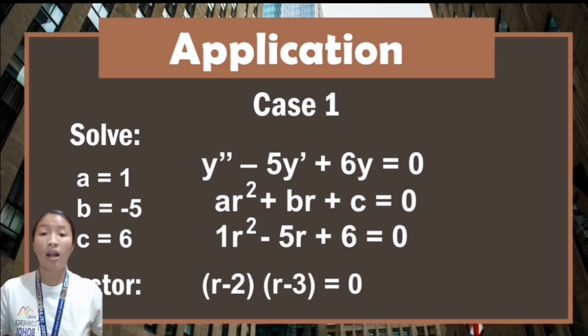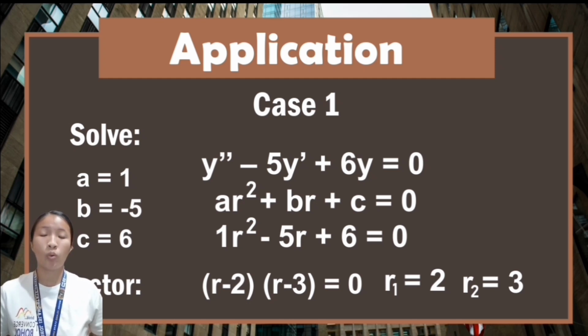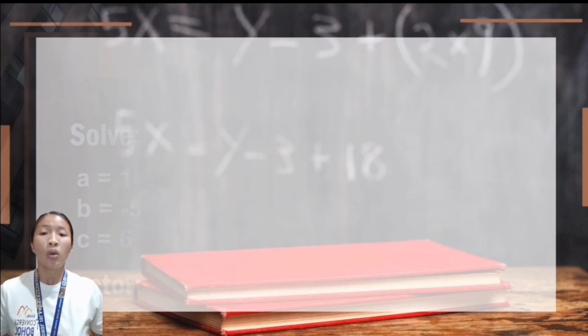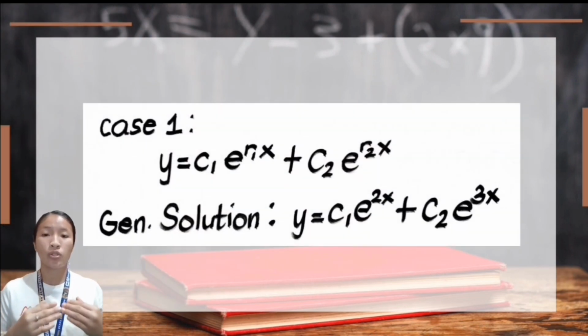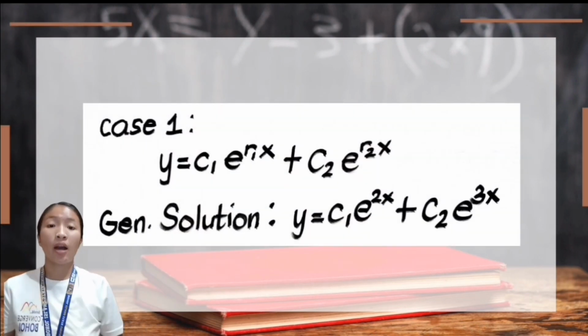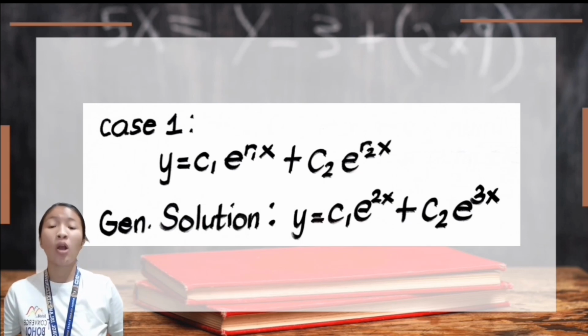So our r sub 1 is equal to 2 and our r sub 2 is equal to 3, because we equate it to 0. Now that we have the values of r, we can write the general solution for this equation, which is y equals c sub 1 times e raised to the power of r sub 1 times x plus c sub 2 times e raised to the power of r sub 2 times x.